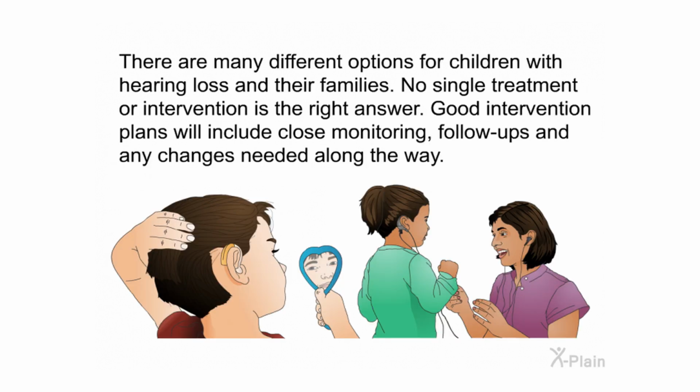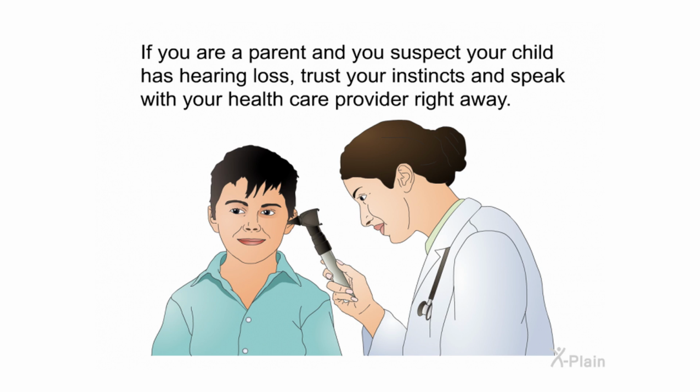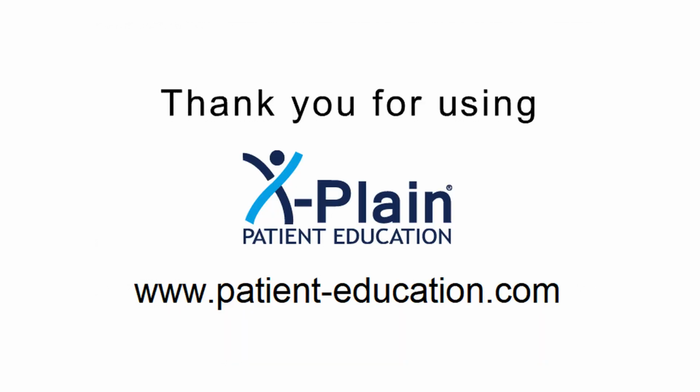There are many different options for children with hearing loss and their families. No single treatment or intervention is the right answer. Good intervention plans will include close monitoring, follow-ups, and any changes needed along the way. If you are a parent and you suspect your child has hearing loss, trust your instincts and speak with your healthcare provider right away. Thank you for using Explain.